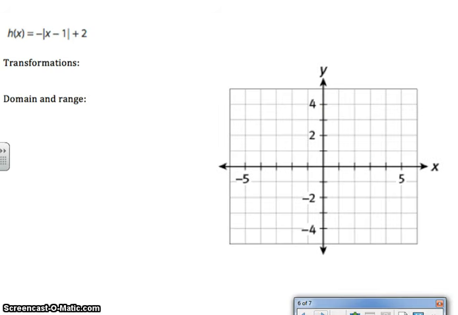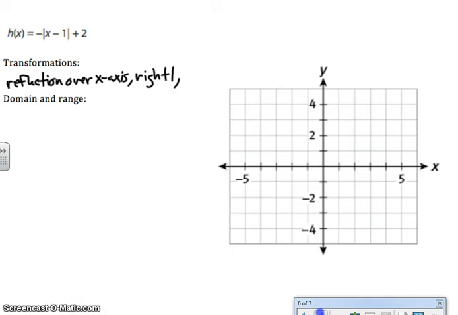So on the back here, we have a few problems that have multiple transformations instead of just one each. So first thing we want to do is list all of our transformations. So the negative out in front tells me that there is a reflection over the x-axis. The minus 1 inside the absolute value tells me I'm moving right 1. And the plus 2 on the end tells me my graph is going up 2. All right, the domain and range part, we'll wait until we get a graph here.